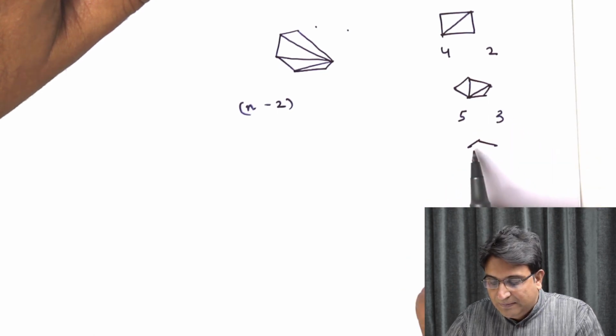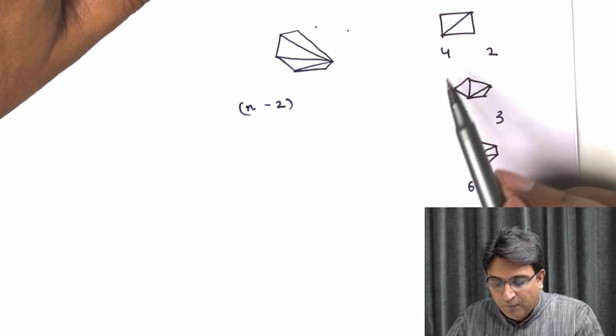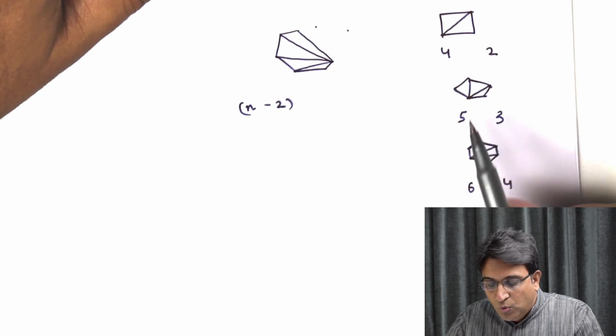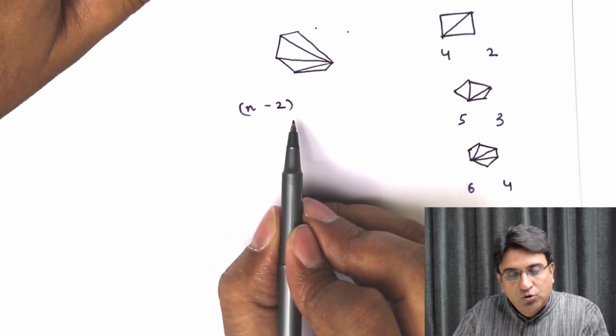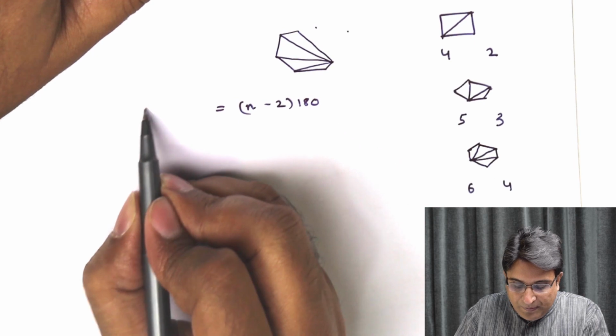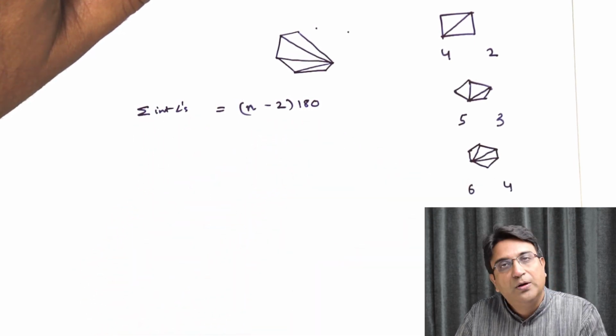Now take a hexagon. Again, start from 1 vertex, leave the other vertex, which would mean leaving 2 sides, make the triangles. You'll get 4 non-overlapping triangles. So when you get 6, you get 4. Now see the pattern: 4, 2, 5, 3, 6, 4. So always 2 less than the number of vertices. So if there are n vertices, you'll get n minus 2 non-overlapping triangles. Therefore, the sum of all interior angles is going to be (n minus 2) into 180.